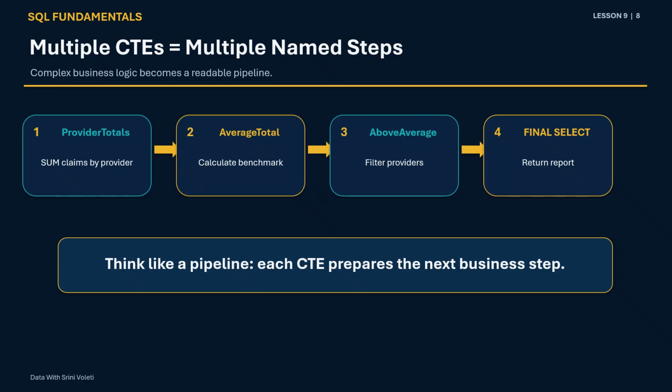But there is also a balance. Do not create 10 CTEs just because you can. Each CTE should represent a meaningful transformation or a business step. If the names do not clarify the logic, the structure is not helping. Professional habit: design your CTE names like section headings in a document. The reader should be able to scan the names and understand the flow of the analysis before reading every line of the SQL.